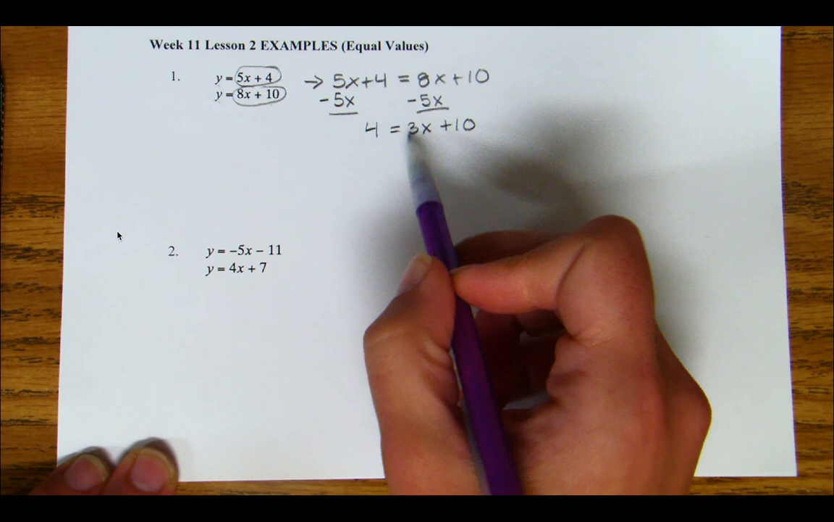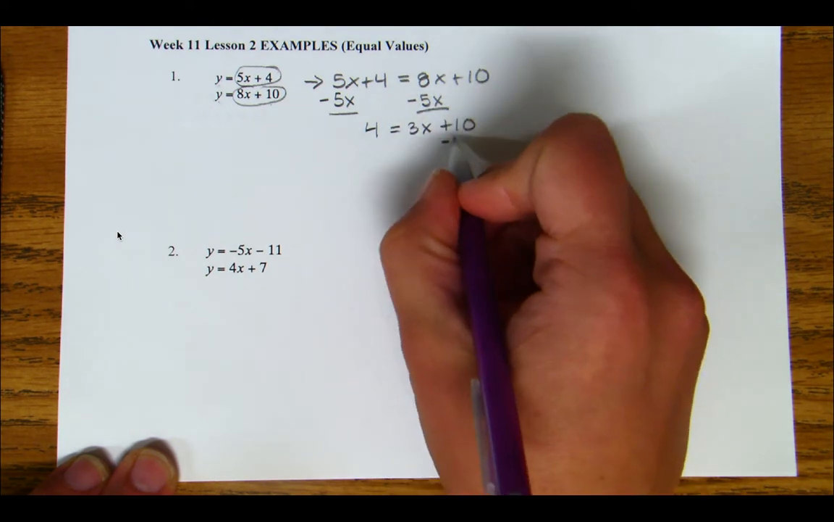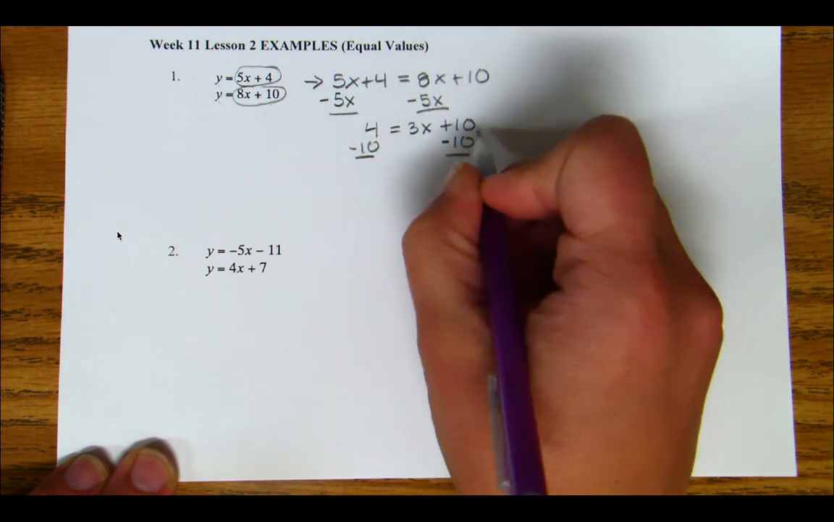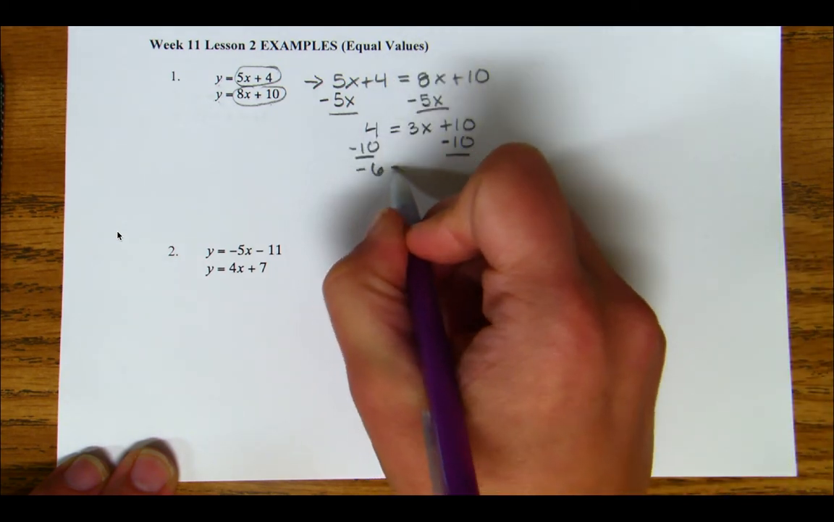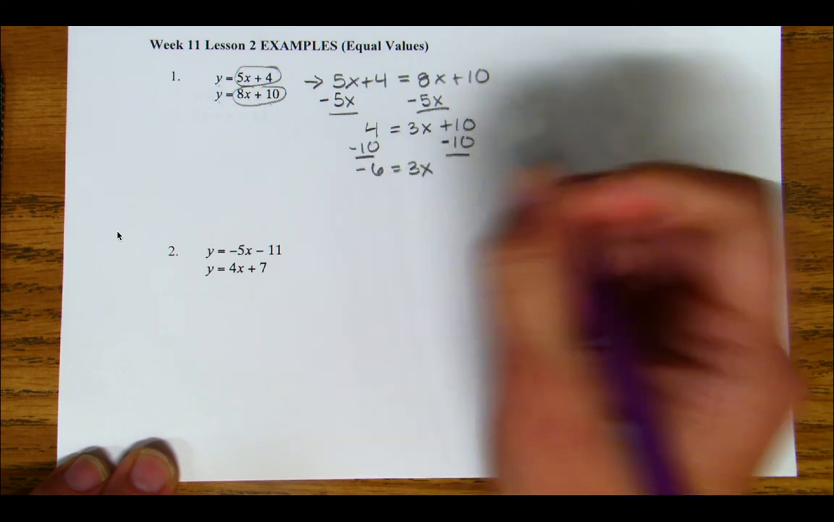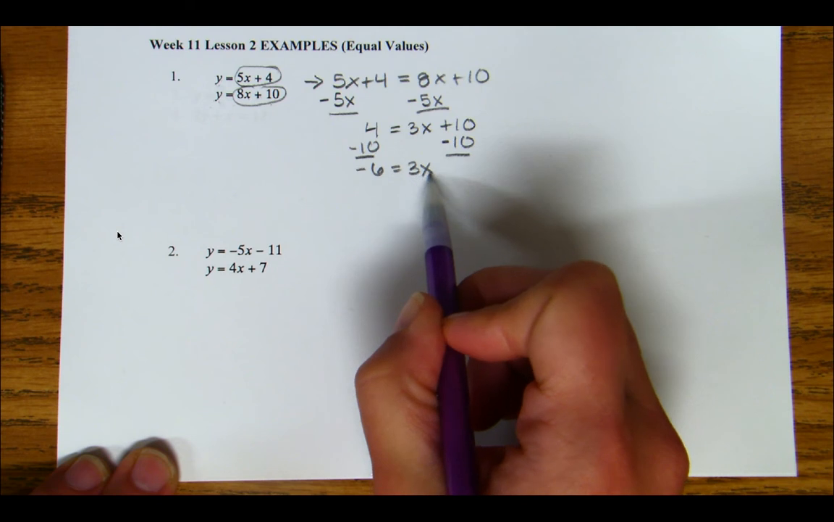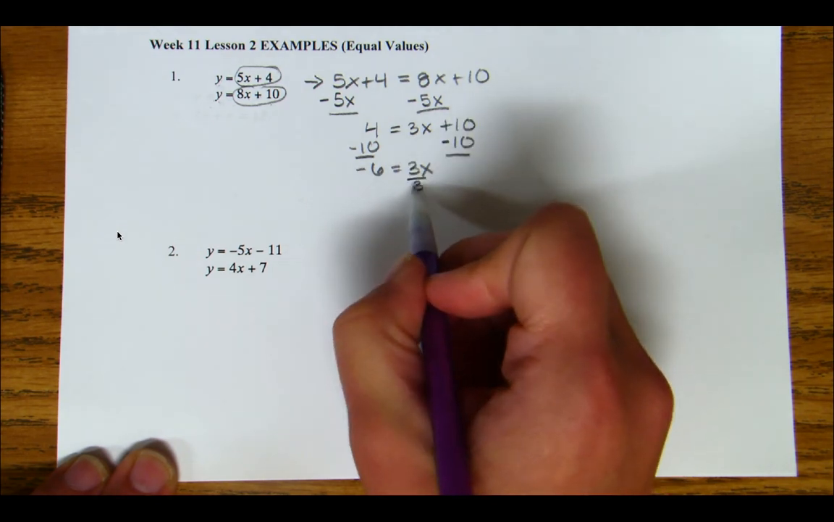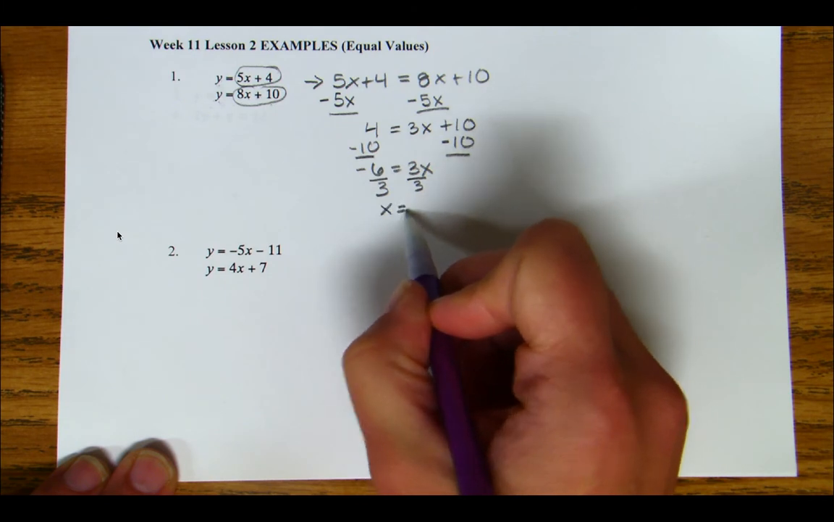Now I want to get 3x by itself, so I need to move 10. I'm going to subtract 10 from both sides since it was being added on the right-hand side. And I'm left with negative 6 is equal to 3x. Now I need to get x by itself so I can solve for it. So 3 times x, to undo that operation, we have to divide both sides by 3. And I end up with x equals negative 2.